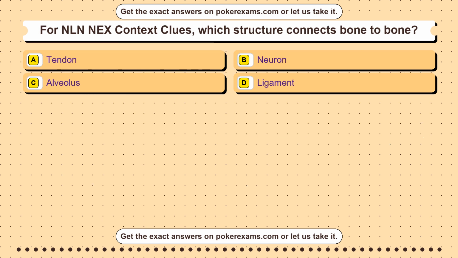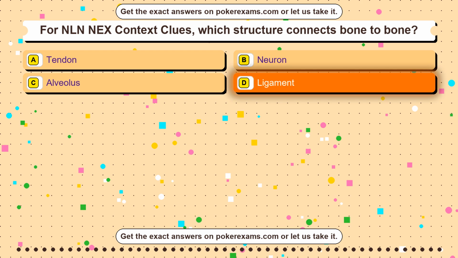Question 22. For NLN NEX Context Clues, which structure connects bone to bone? Option A tendon. Option B neuron. Option C alveolus. Option D ligament. The correct answer is option D.